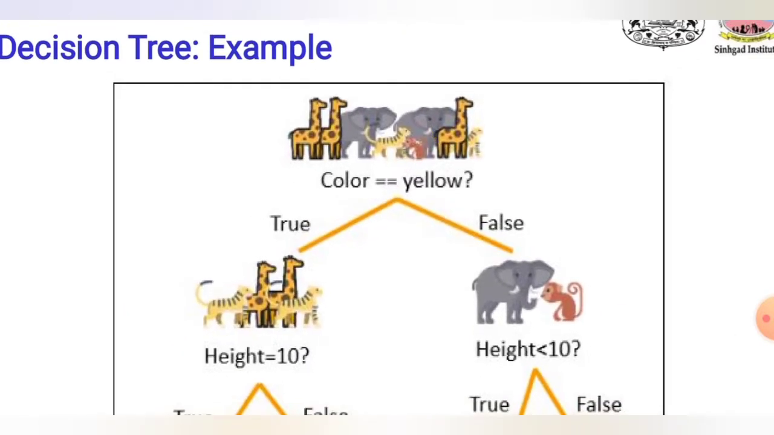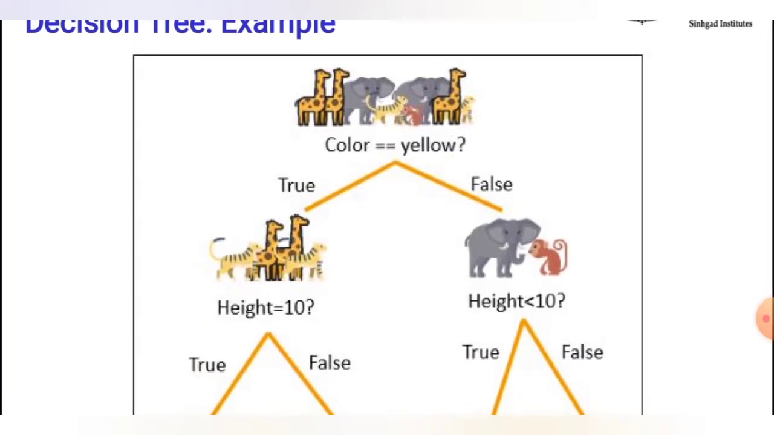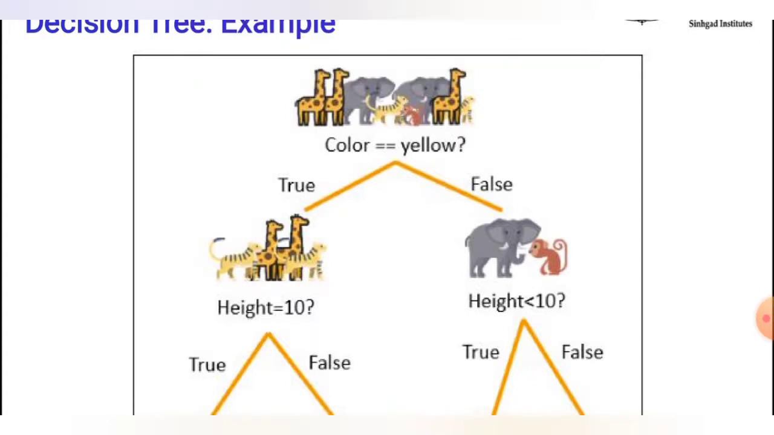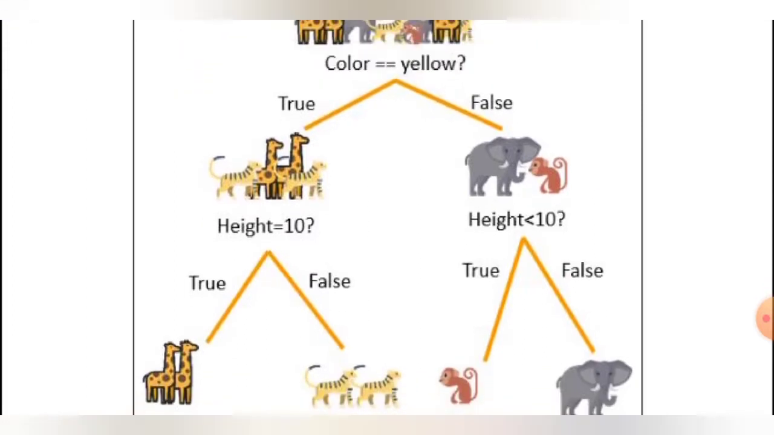If the color is yellow, then it will go for the height. If height is equal to or less than 10 foot, then it is true or false. For example, if a giraffe falls into the category of height, then it will be a question mark. If it is less than or equal to 10, it will again be a question mark. So if it is true, then the giraffe will be in the 10 feet category, and if it is false, the yellow animals, the tiger, will fall into the false category. Similarly, for the other animals except yellow, having less than 10 feet height, if it is true, then it is a monkey. If it is greater than 10 feet, then it's a false category, and that is an elephant. So this is how it works.